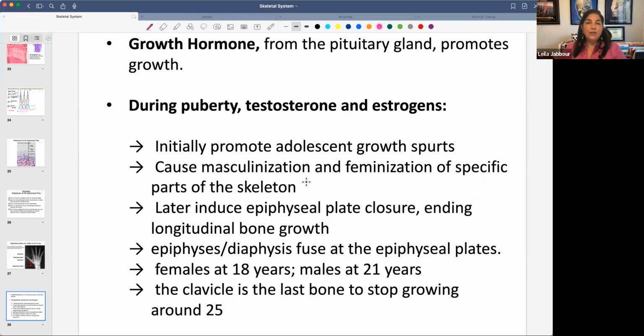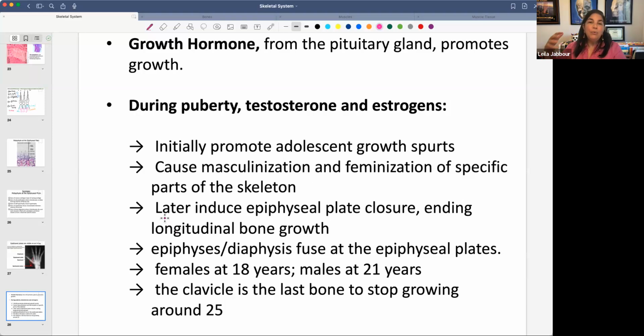And these hormones are causing other things as well, masculinization and feminization of specific parts of the skeleton. This is when the pelvis of a 5-year-old girl and a 5-year-old boy, who were the same at 5 years old, are actually going to start reshaping at puberty and becoming more of what they're supposed to be for male and female pelvises.